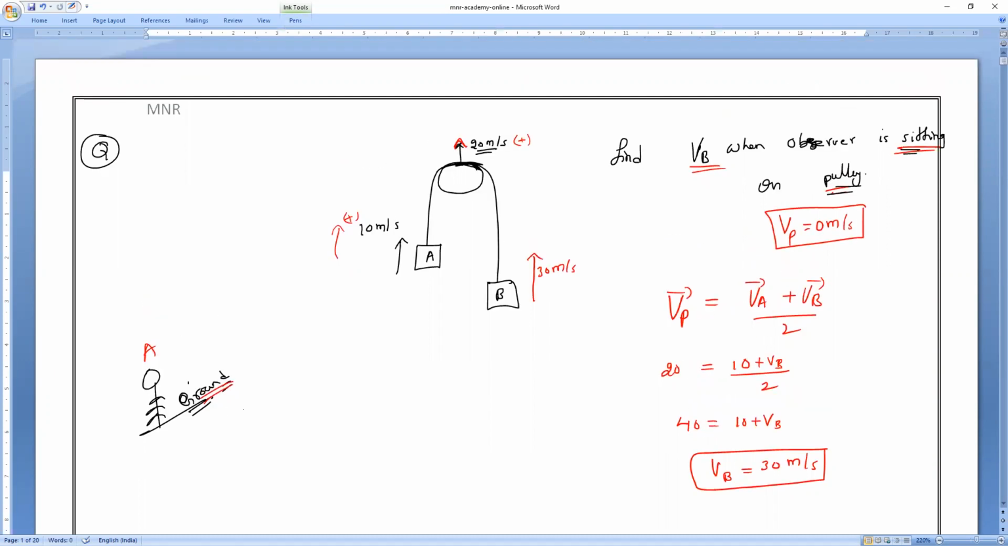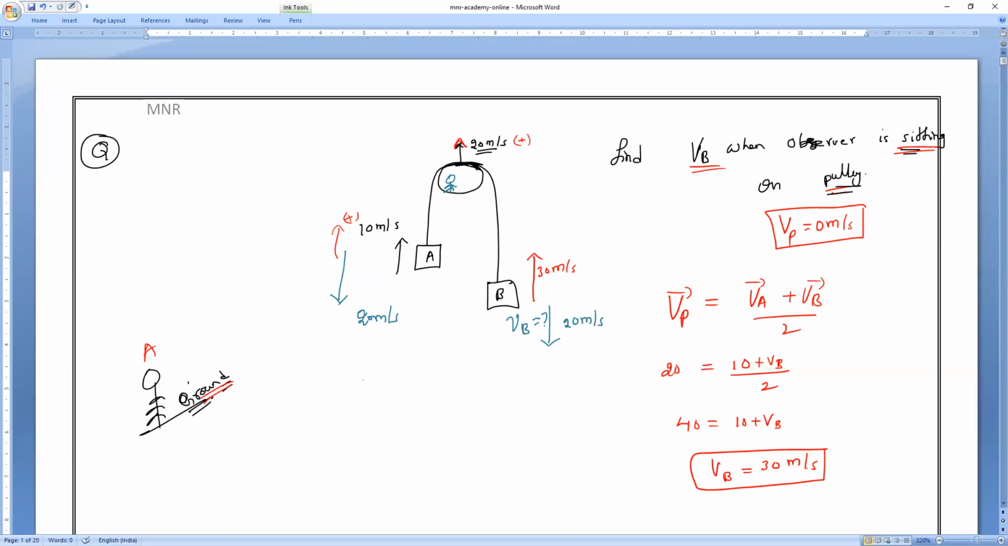Now they are asking, if the observer is shifted to the pulley, then what is the velocity of B? That is what they are asking. So we all know the point I told you yesterday: if the observer sits on the pulley, what do we have to do? Add the pulley speed in what direction? Opposite direction. Right or wrong? That's all. So what is the pulley speed? 20, which is in the downward direction. Here also the pulley speed is in the downward direction.